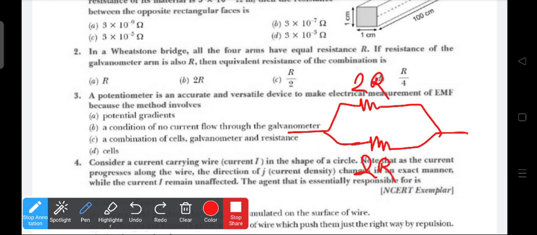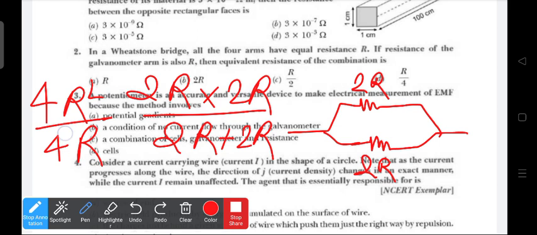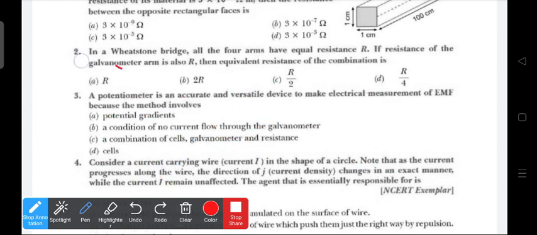For a parallel combination, the multiplication of both the terms, 2R times 2R, upon the addition of both the terms, 2R plus 2R. This is the generalized formula. So either way we will get 4R squared upon 4R. The 4 cancels with the 4, R squared cancels down to a single power. Finally, we are left with only R. So in this way, the correct answer will be A.